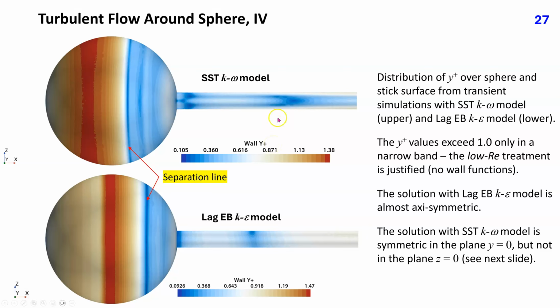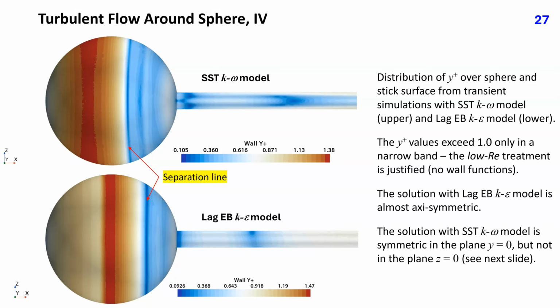This slide shows the distribution of y+ over the sphere and stick surface from transient simulations with the SST k-omega model in the upper plot and the Lag EB k-epsilon model in the lower plot. The line of flow separation can be recognized by the lowest y+ values because the velocity is very low near the separation line. The y+ values exceed 1.0 only in a narrow band, and therefore the low-Re treatment is justified, that is, no wall functions are used.